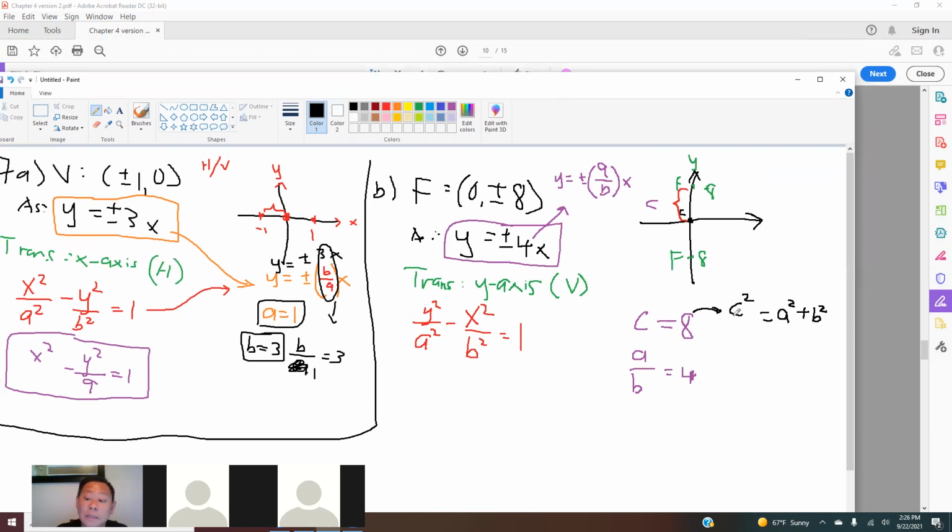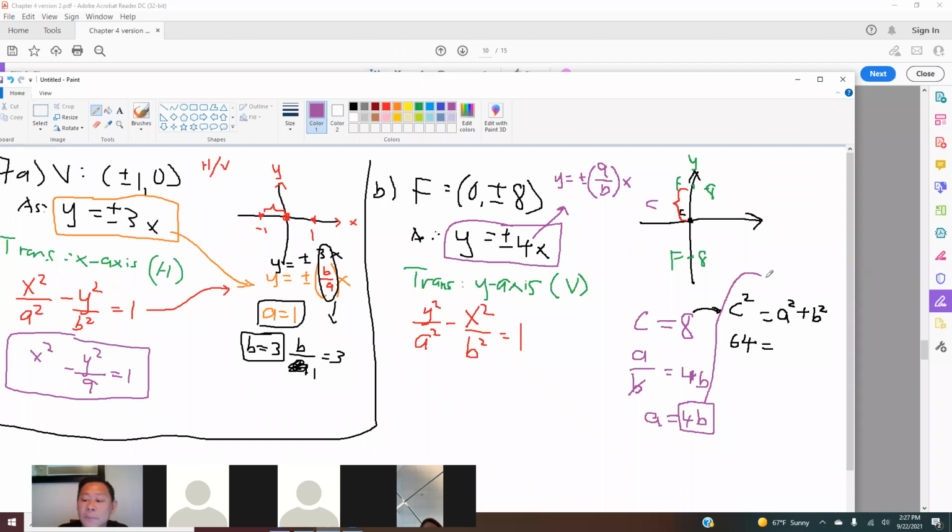And we know C is 8, so 8 squared is 64. But unfortunately, we do not know A and B. So we will use substitution here. I multiply B on both sides, so in this case A is 4B, and I substitute this back into the A here. We're kind of solving a system of equations where we got 2 equations and 2 variables, A and B.